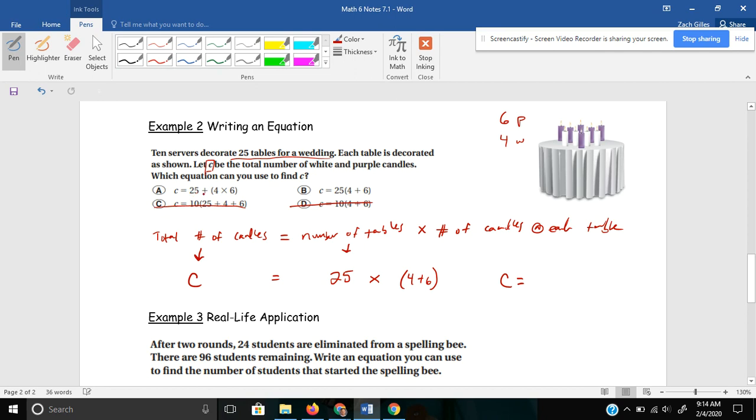And this is 25 plus, well, we're trying to multiply our number of tables by the number of candles at each table. So we're not adding either. We're taking 25 and we're multiplying that by the number of candles at each table, which, remember, when you take a number and you smoosh it next to parentheses, like in letter B, that implies multiplication. So 25 times (4 plus 6). So the correct answer would be letter B.